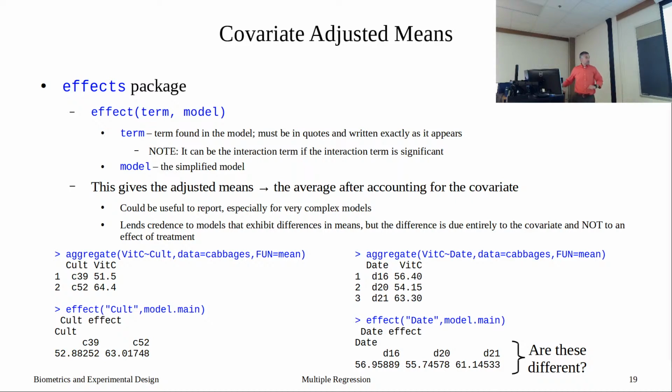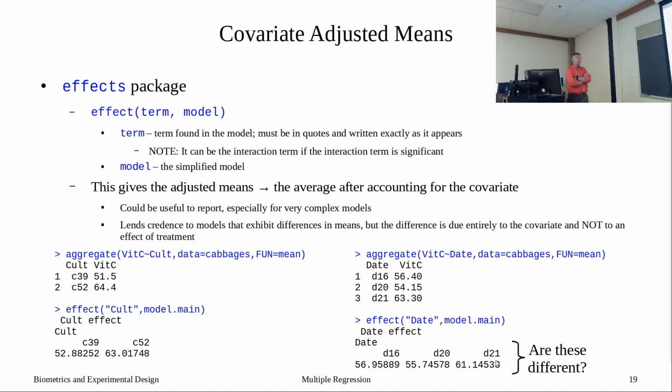What about date? Again, I used the aggregate function to look at the means. Here are our adjusted means: 56.4 for day 16. Actually, day 16 went up a little bit. Day 20, 54 up to 55.7. Day 21 went from 63 down to 61.